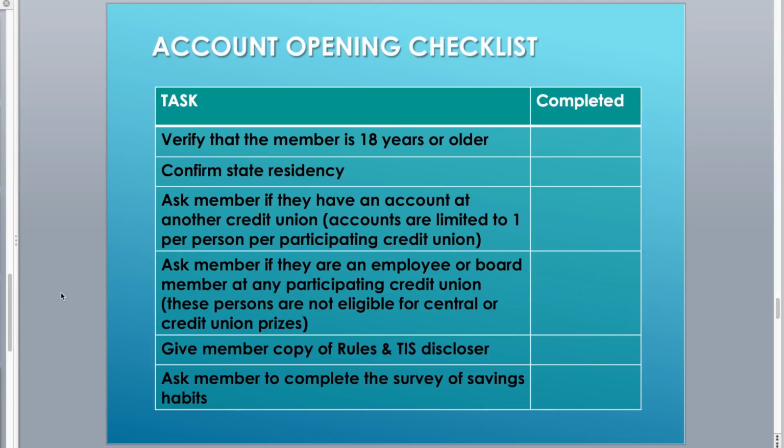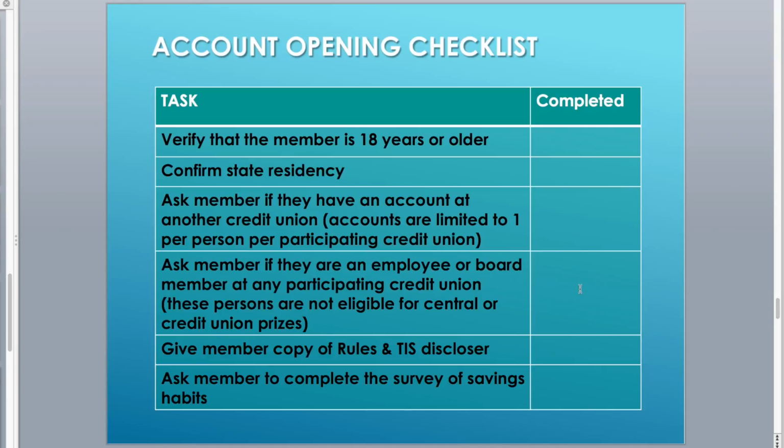We have also provided an account opening checklist for your staff to go through each of the items to make sure that all of the account restrictions are being followed as the accounts are being opened. You want to make sure that the member is 18 years or older, that they live in a state that offers the PrizeLink Savings Program through the multi-state program. Ask the member if they have an account at another credit union because accounts are only limited to one per person per participating credit union.